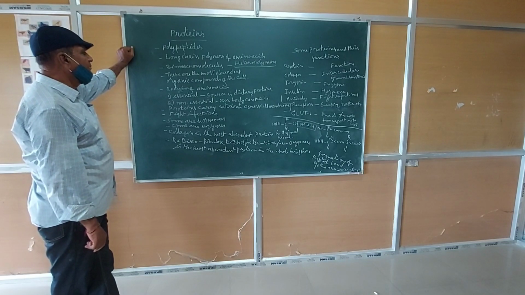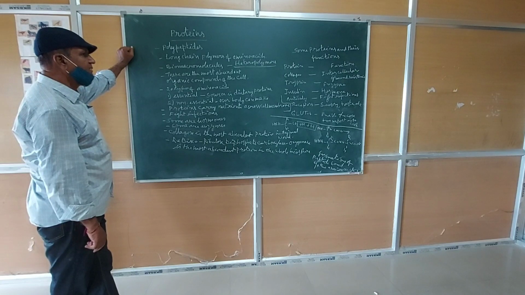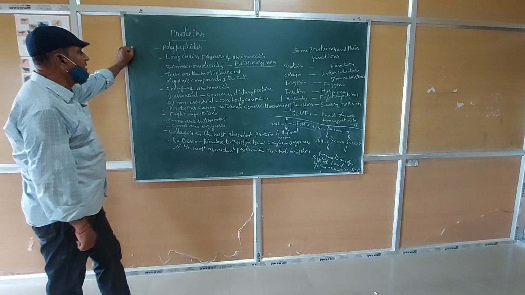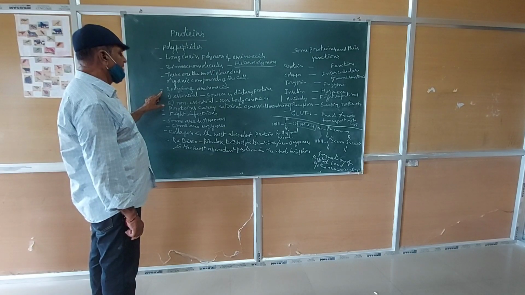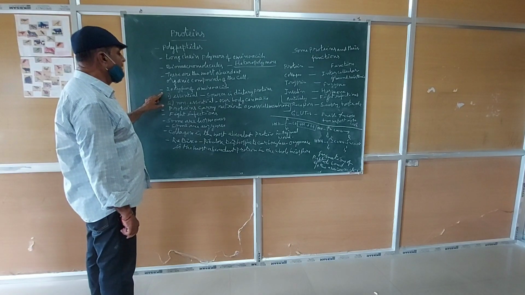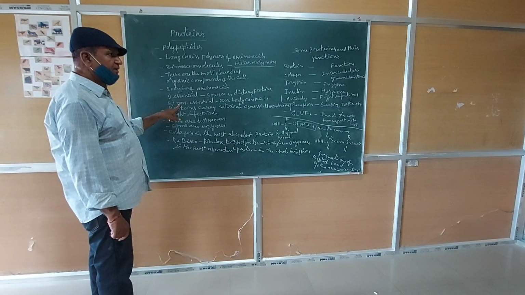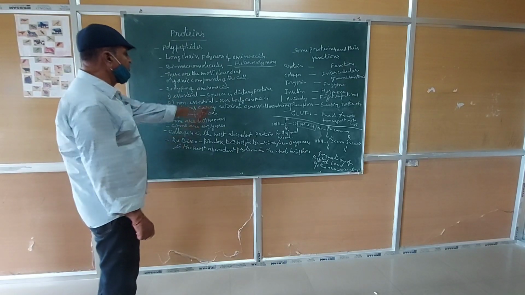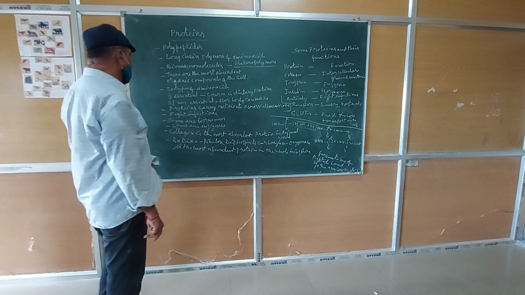Proteins are the most abundant organic compounds of the cell. And these are made by amino acids. Amino acids are the monomers, the units of proteins. There are 20 types of amino acids. These 20 types are of two kinds: essential amino acids and non-essential amino acids. The source of essential amino acids is dietary proteins. Non-essential amino acids our body can make.